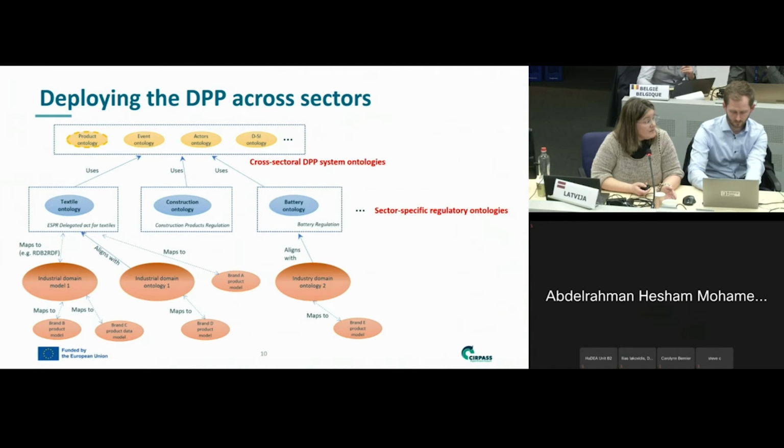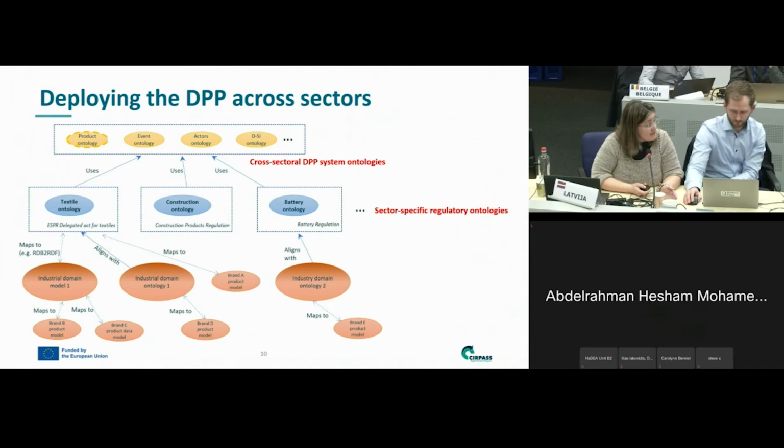So as the DPP gets deployed across many sectors, of course, there will be future ESPR delegated acts, maybe the construction products regulation, the battery regulation, etc. Other mandatory ontologies would be defined in a similar way as I expressed before. And they would potentially be using the same cross-sectoral DPP system ontologies that can grow as needs arise. For example, to define events in a common way, to define actors in a common way, to define digital units in a common way. Many of these ontologies already exist.